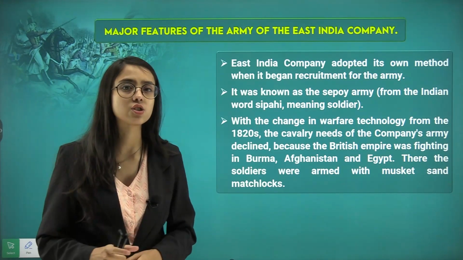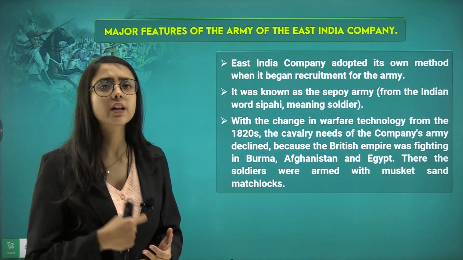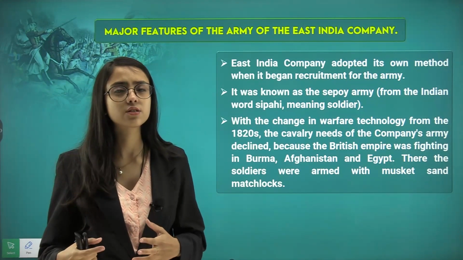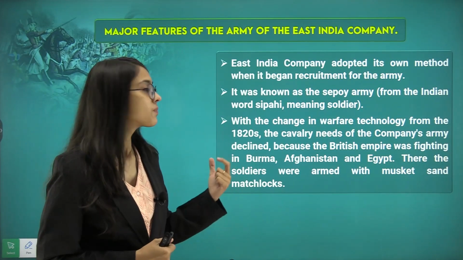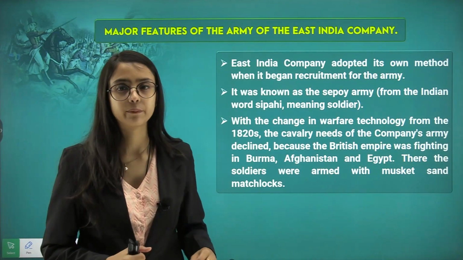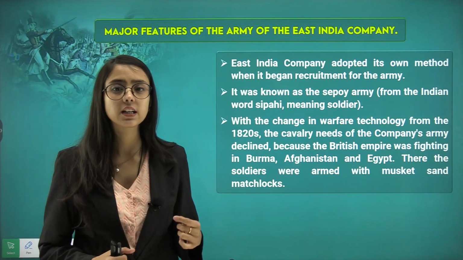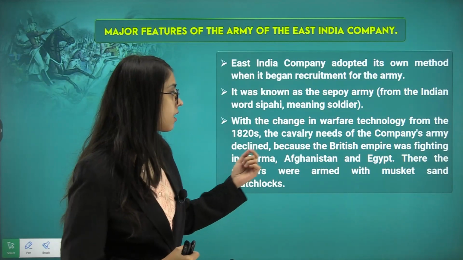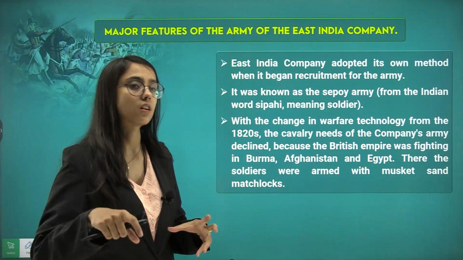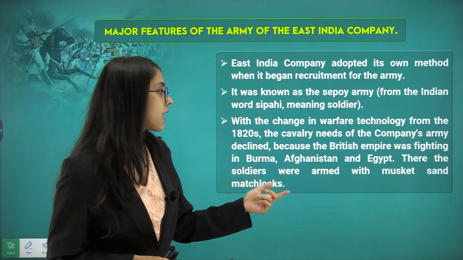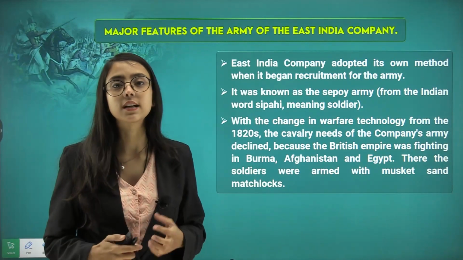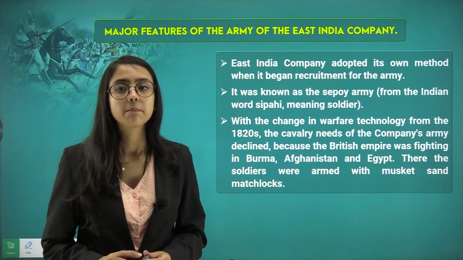So, there was a change in warfare technology. Different kinds of weapons were used, and techniques and strategies developed. In the 1820s, the cavalry needs of the company declined, because the British Empire was fighting in Burma, Afghanistan and Egypt. So, there was not just one war, there were several wars in different countries. There, the soldiers were armed with muskets and matchlocks. This is a kind of weapon which was used at that time, known as musket and matchlocks.